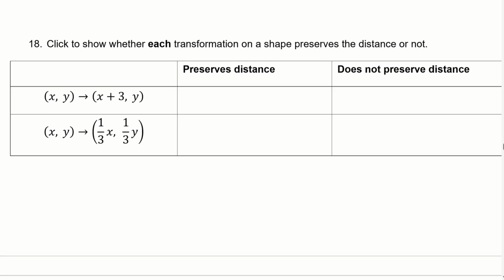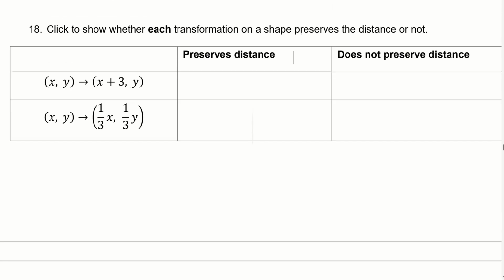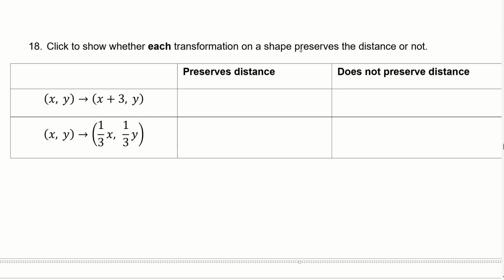Let's look at number 18. Click to show whether each transformation on a shape preserves the distance or not. Okay, so does it preserve distance? All right, now this right here, I would write these transformations in your notes, okay? And then I would make a little note. Now this is a translation, so let me write, this is a translation. How do I know it's a translation? Because we're adding or subtracting to the coordinates, and that's all we're doing.